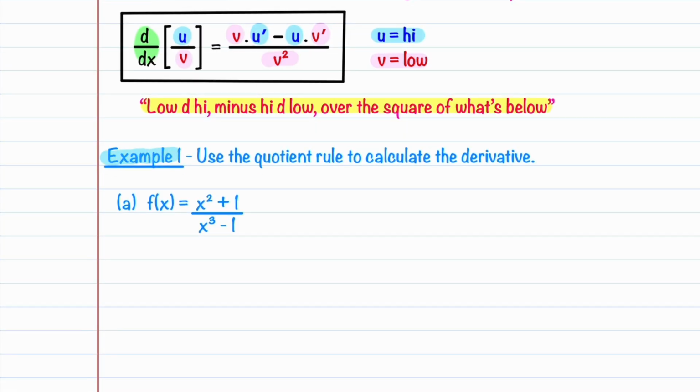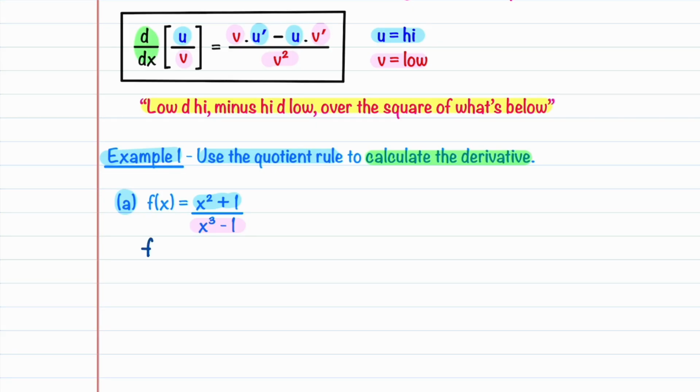Let's now look at our first example. In this example, we are going to use the quotient rule to calculate the derivative. In part A, our function f of x is x squared plus 1. That is the top function. And it's divided by x cubed minus 1, which is the bottom function.